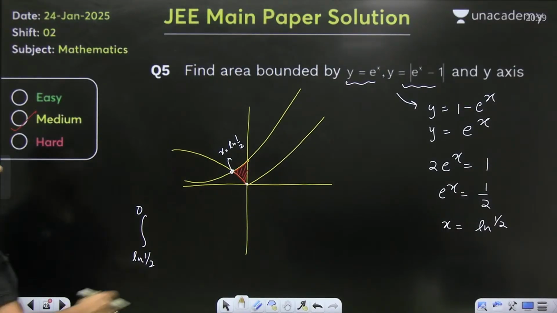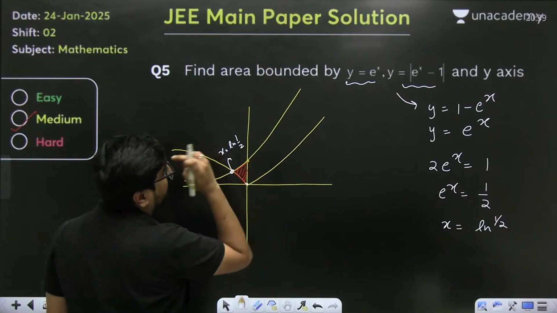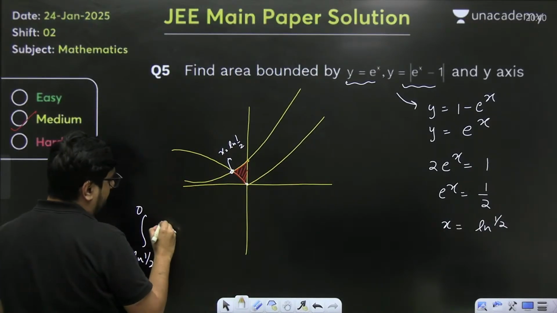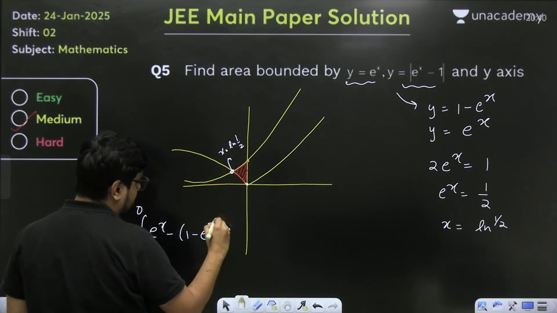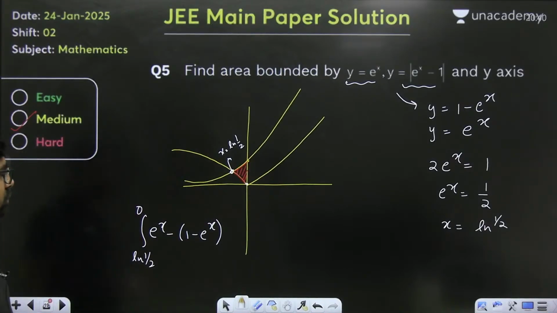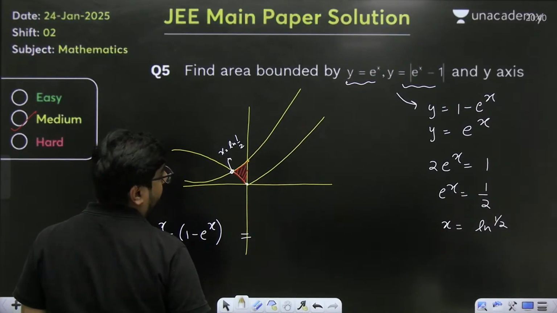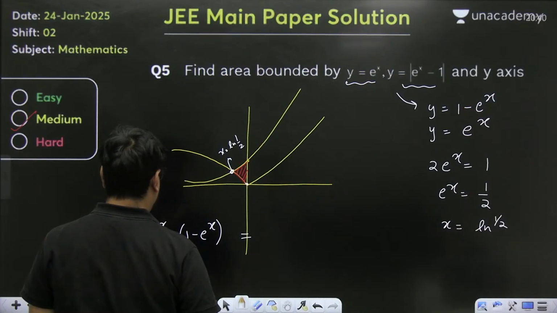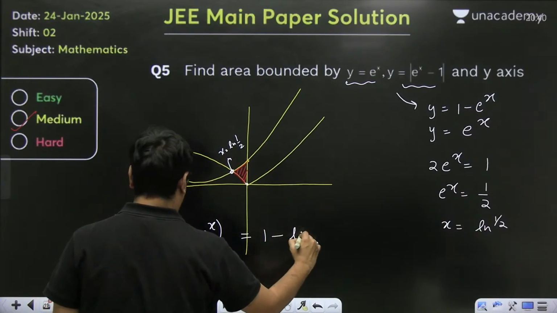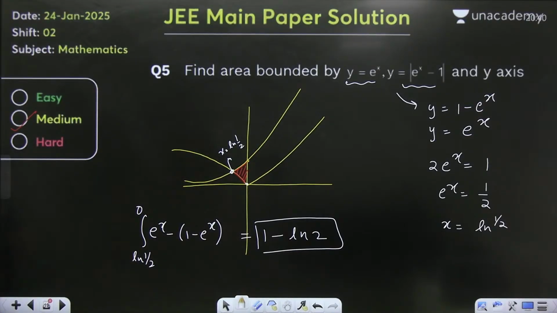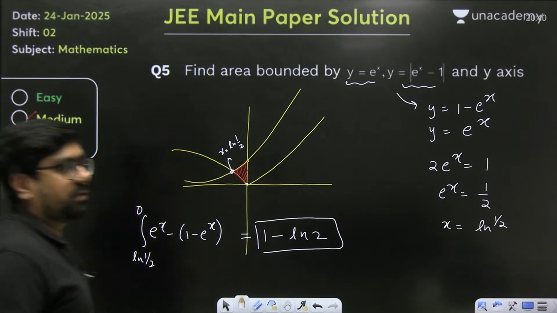And what do you need to integrate? Upper curve minus lower curve. That means the upper curve is e to the power x and the lower curve is 1 minus e to the power x. So e to the power x minus (1 minus e to the power x). This is what you are supposed to do. Correct? And the limit is 0 to ln of 2. So what will this come as? This will come as 1 minus ln of 2. This should be your answer. One minus ln of 2 shall be your final answer.